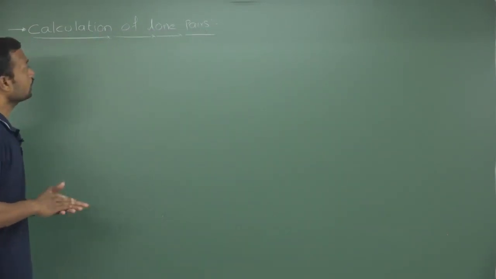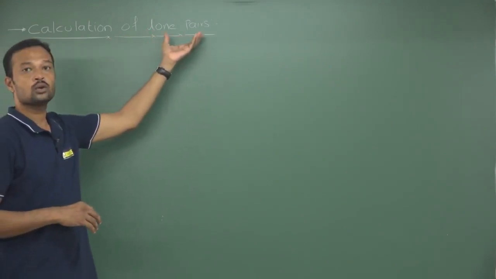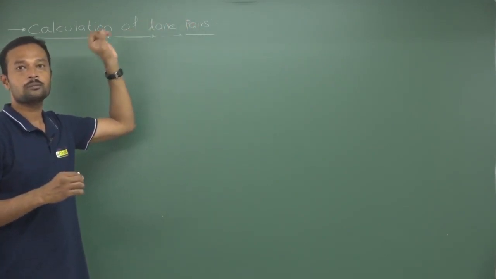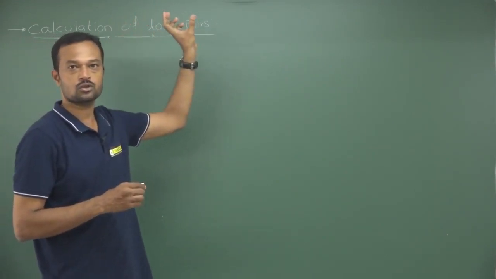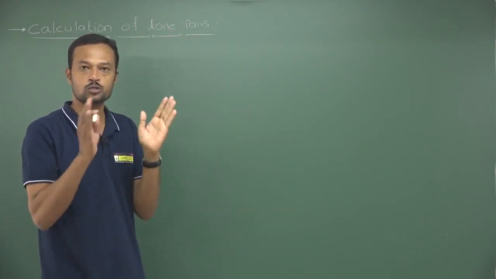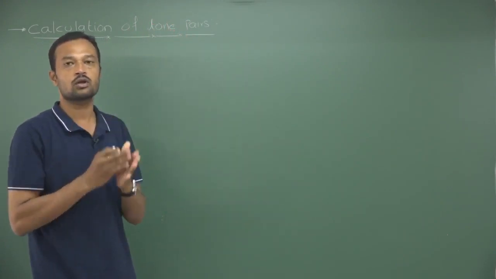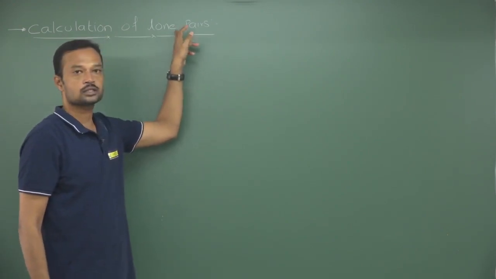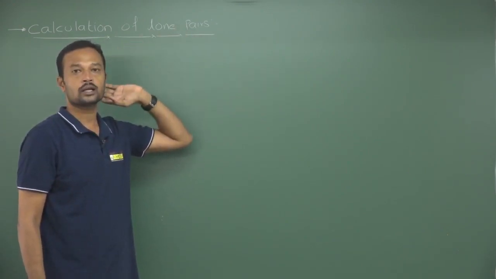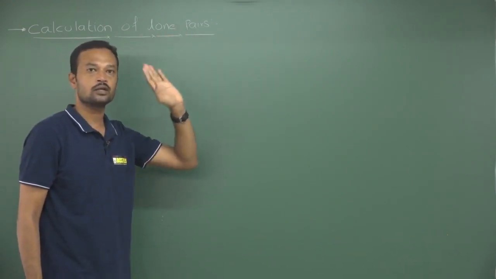Okay. So here we know very well what a lone pair is. A lone pair is nothing but a pair of electrons present on the central atom which occupies more space, but doesn't get involved in any kind of bonding. That is nothing but a lone pair. So how do we calculate the number of lone pairs in a given molecule?